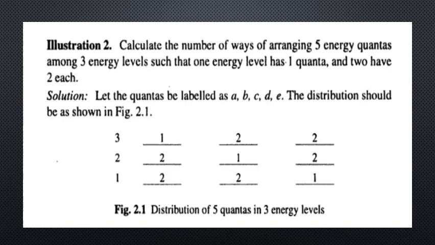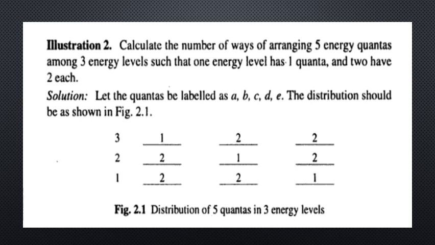Let us solve one more problem. This problem is asked many times in the final examination. The problem is to calculate the number of ways of arranging 5 energy quanta among 3 energy levels such that one energy level has 1 quantum and the other two have 2 each.